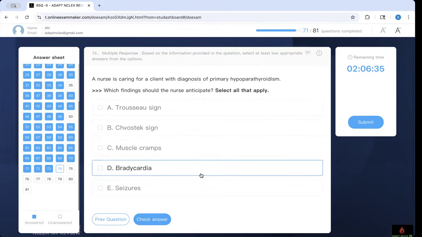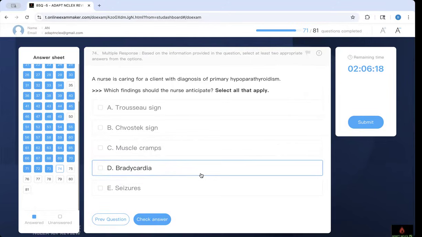Same thing, a nurse is caring for a client who is diagnosed with primary hypoparathyroidism. Why did they ask you so many questions on this? Because I want you to master it. Next time when you see it, you kill it. Which findings should the nurse anticipate? What is the key buzzword?